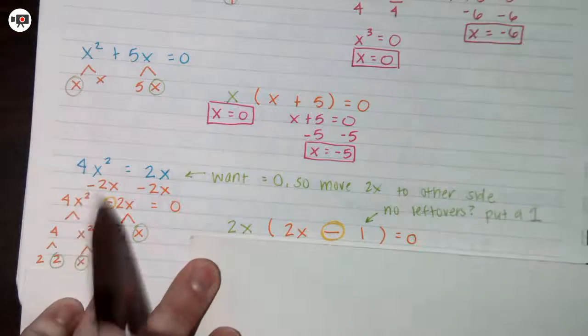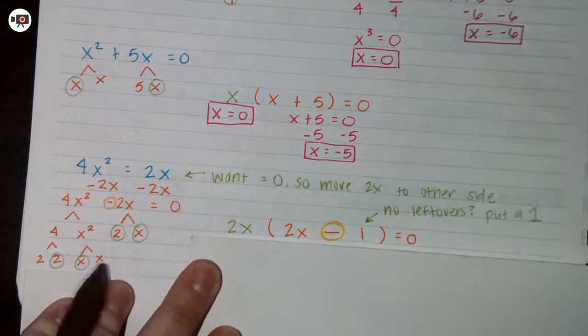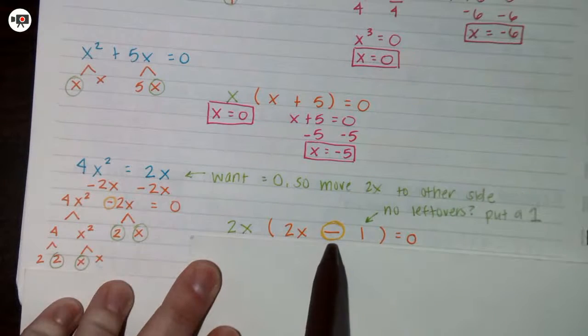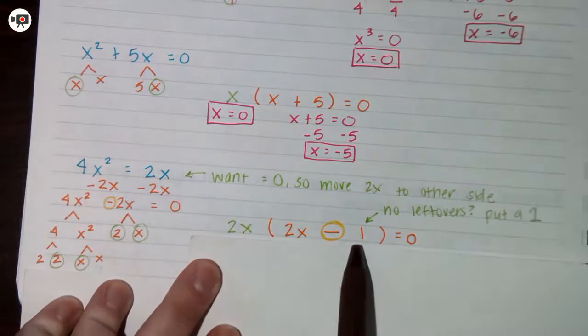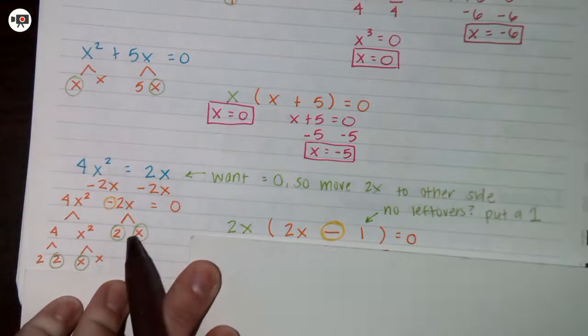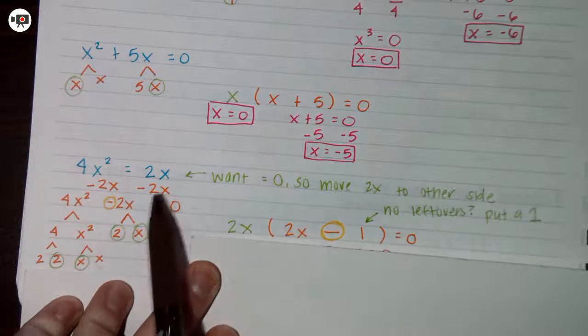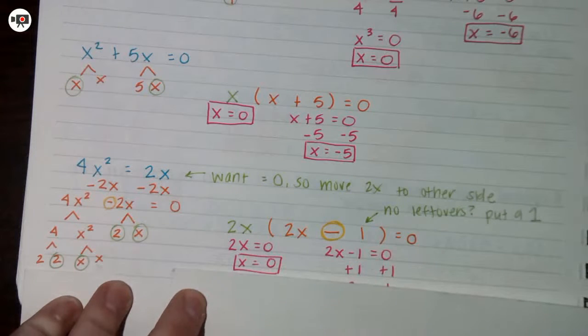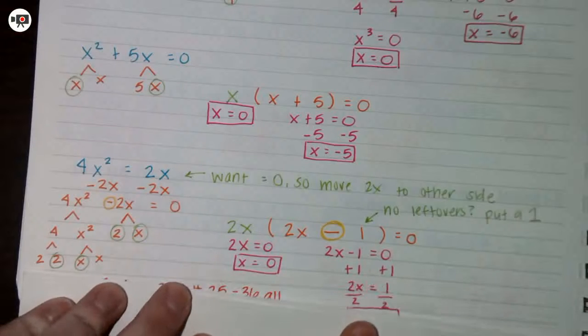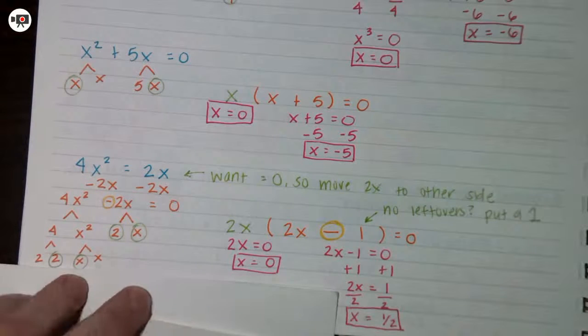And then leftovers from 4x squared are 2 and x. It's minus, so that goes in the middle. And then I didn't have any leftovers here, so that is a 1. Because 2x times 1 is 2x. Then that equals 0. Then if I solve, I get x equals 0 and x equals 1/2.